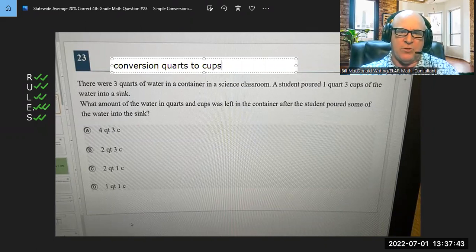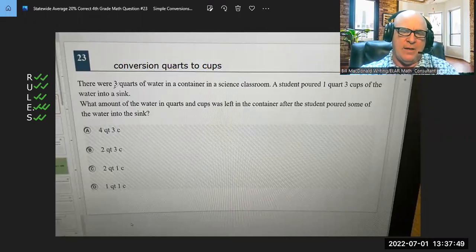So we have to follow the directions. So let's read the problem and we'll underline and label any keywords. There's 3 quarts. I'm gonna do it in black so you guys can see it better. There's 3 quarts of water. Let me undo those last 2. I'm going to make it just a little bit thicker so you can see my lines clearly. There we go. There were 3 quarts of water, okay, in a container.